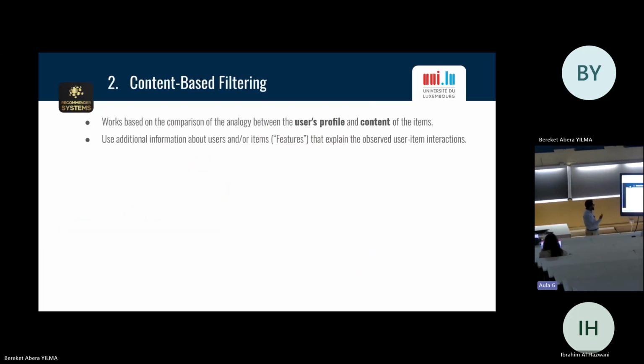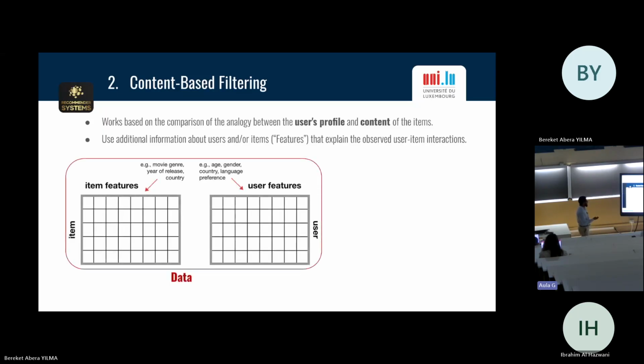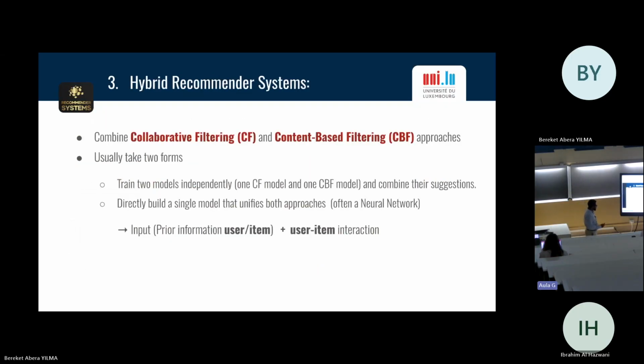Second approach is content-based. As the name suggests, it is based on content, or the analogy between the user's profile and the content of items. So the data looks like this. This is based on features. For example, users within the age range between 25 and 35 might like a certain kind of movie. You use these kinds of analogies to make recommendations, and this suffers less from the cold start problem. And thirdly, you can combine these two, and we have a hybrid approach to recommender systems.